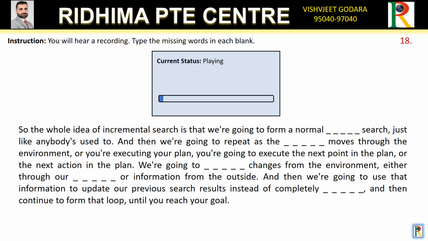So the whole idea of incremental search is that we're going to perform a normal graph search, just like anybody's used to, and then we're going to repeat as the robot moves through the environment, or you're executing your plan. You're going to execute the next action in the plan. We're going to receive changes from the environment, either through our sensors or information provided from the outside, and then we're going to use that information to update our previous search results instead of completely replanning, and then continue to perform that loop until you reach your goal.